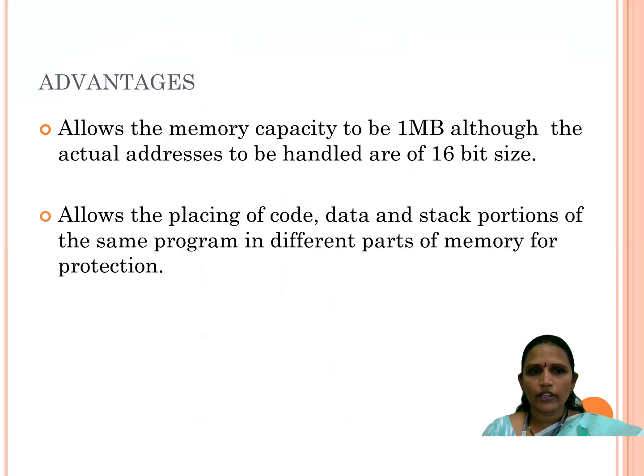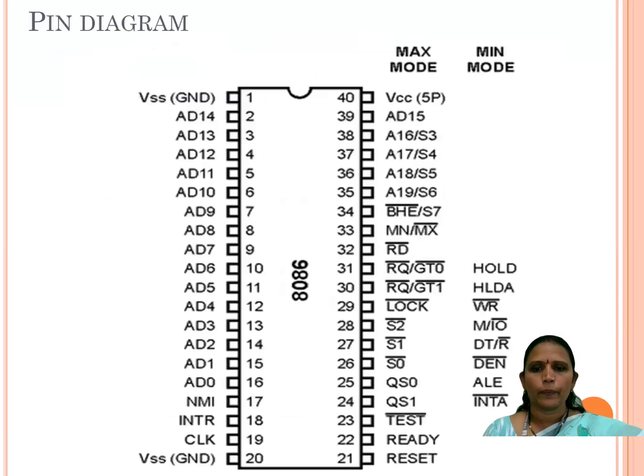Coming to the advantages, it allows a memory capacity of 1 MB, while the actual address is handled with 16-bit size, and it allows placing the code, data, and stack portions of the same program in different parts of the memory for protection. So these are the advantages of memory segmentation.